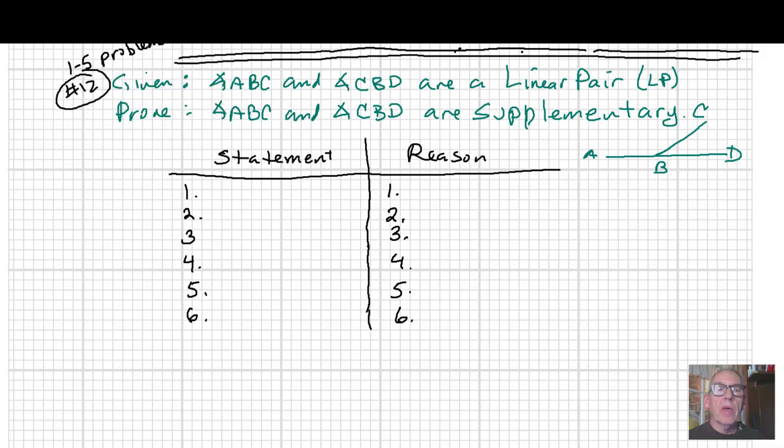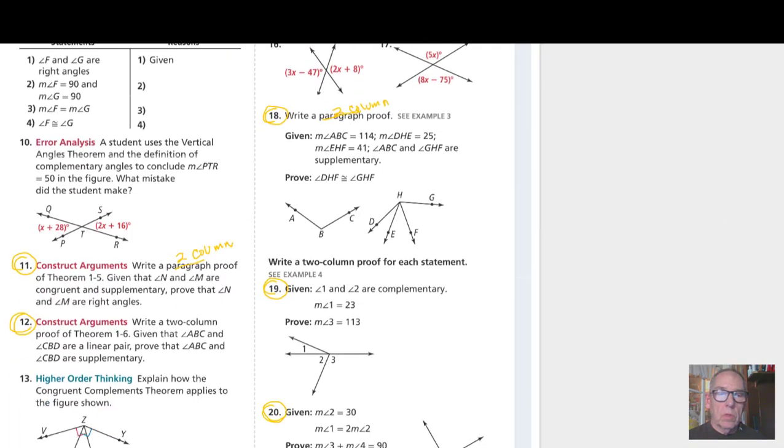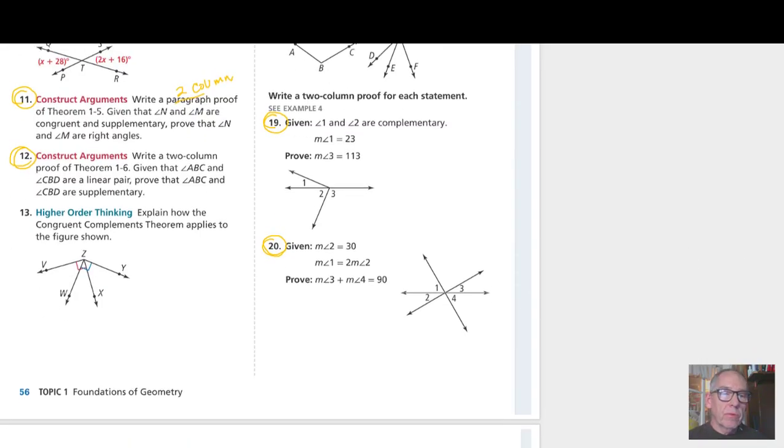Now let's look back at the problem page. So we did a 2-column proof for number 11. Let's look at number 12. Write a 2-column proof of theorem 1-6. Given that ABC and CBD are a linear pair, prove that ABC and CBD are supplementary.